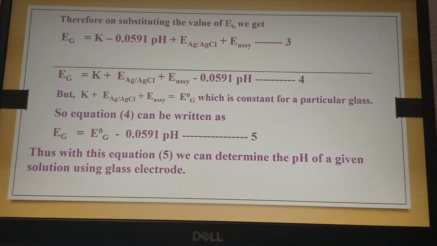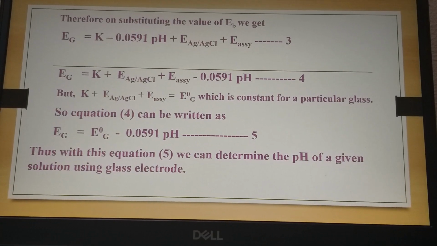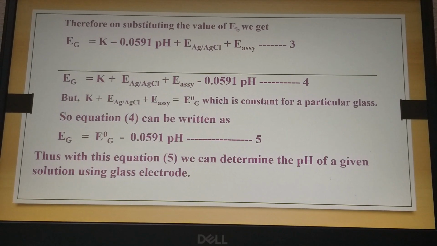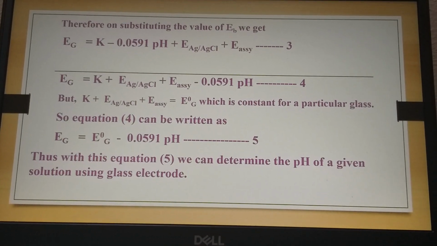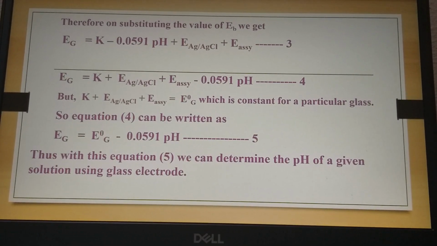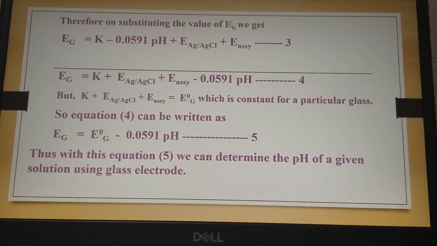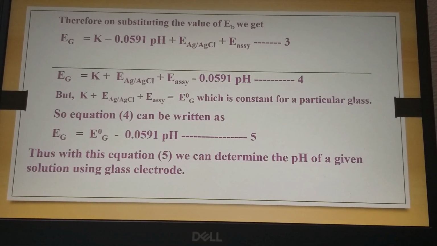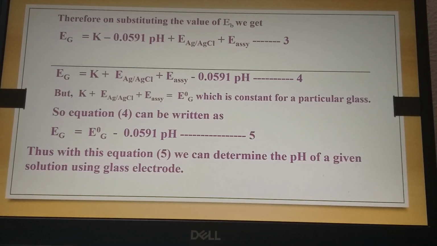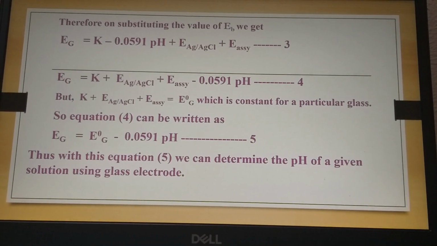Now, we know that for a particular glass, the K, E AgAgCl and E asymmetric are constant and can be denoted as E naught G. Therefore, we can write the equation Eg is equal to E naught G minus 0.0591 pH. And this equation we can use for the determination of pH of any given solution using the glass electrode.